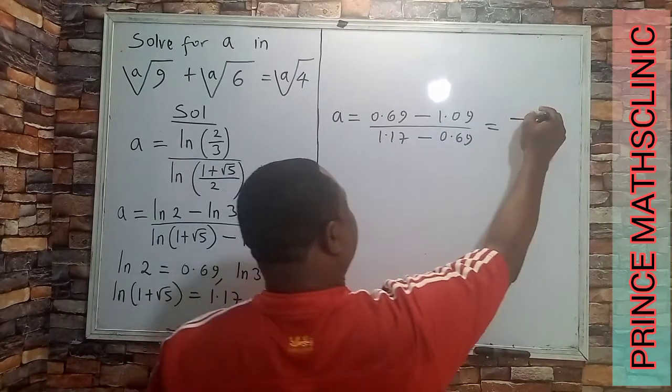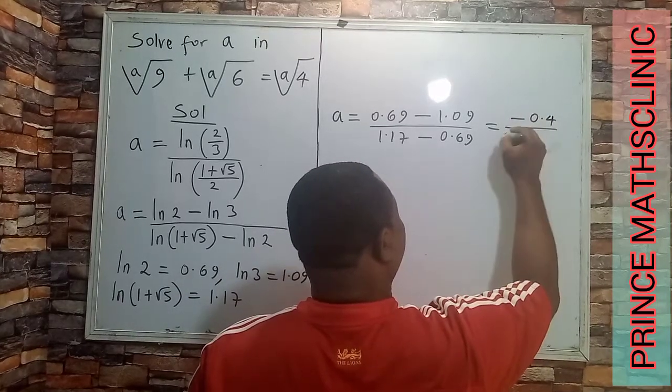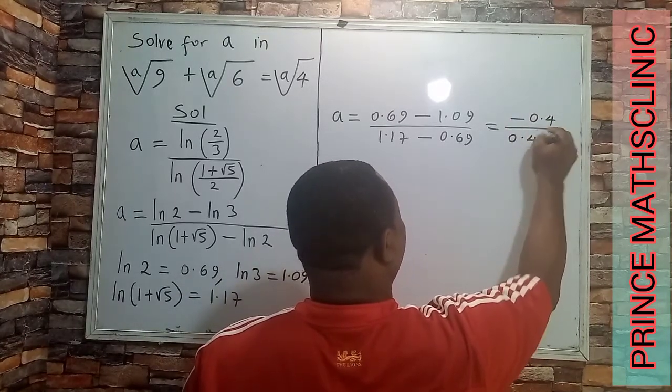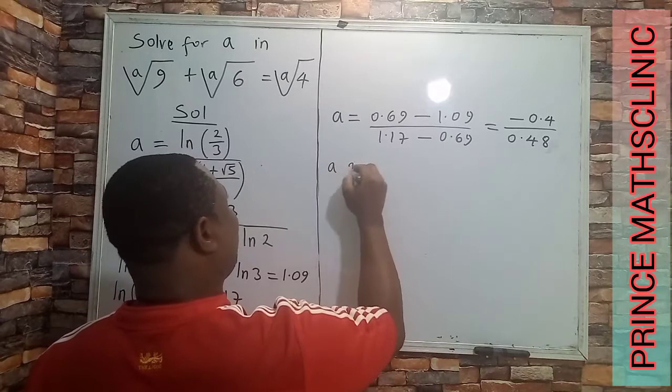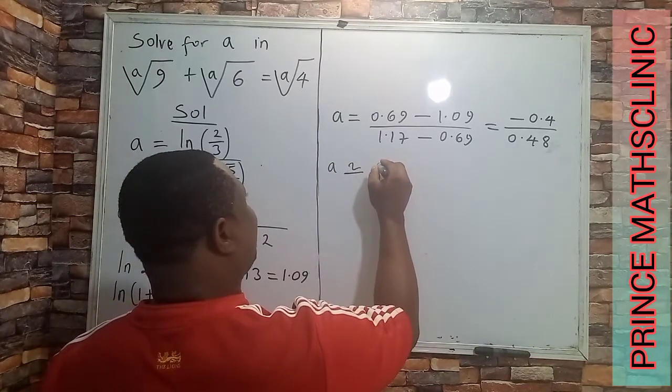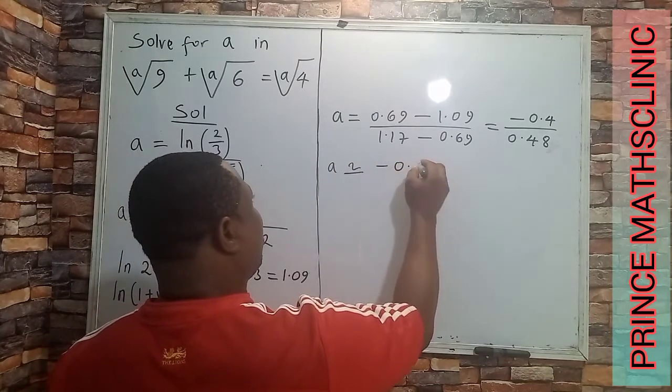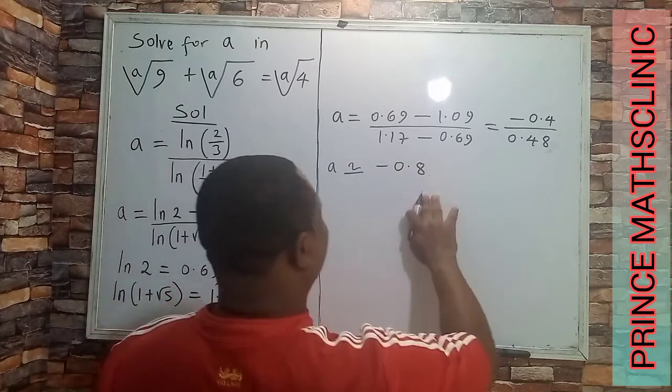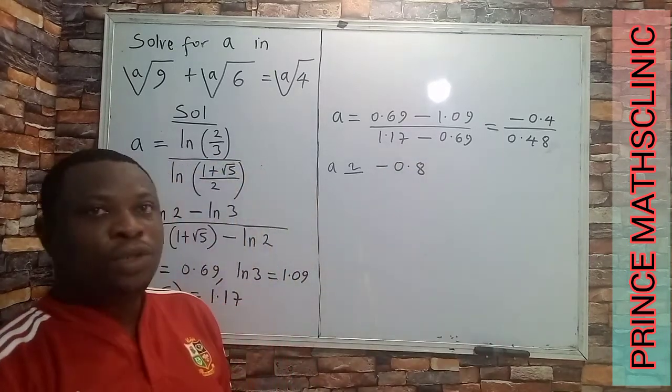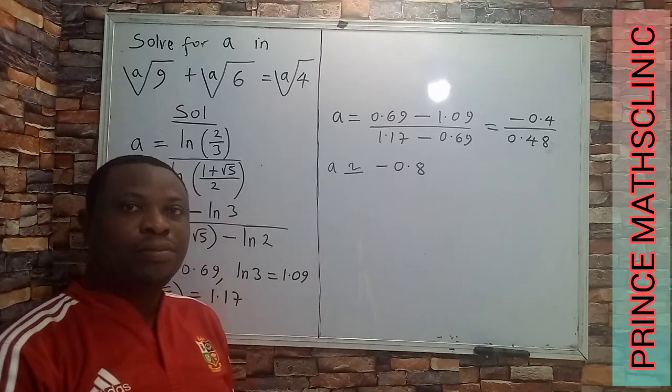This will give us negative 0.4 and this will give us 0.48. So punching it in your calculator, you will get the approximate value of a to be negative 0.8. So this brings us to the end of today's lesson.